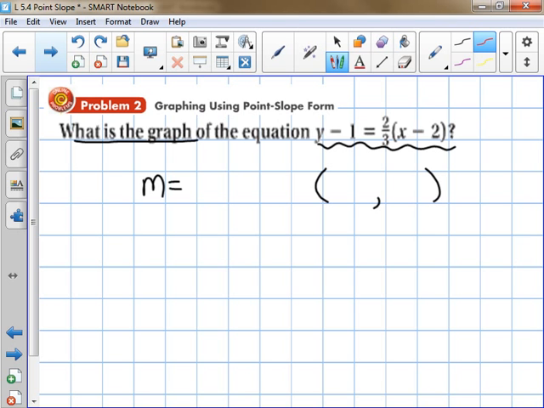The slope is fairly simple. It's just the number in front of the parentheses that has the x-coordinate in it, so the slope is 2/3. The point will always be y minus and x minus, so the point is this x-coordinate and this y-coordinate. X-coordinate is 2, y-coordinate is 1.